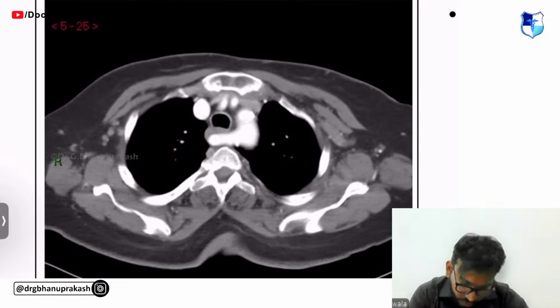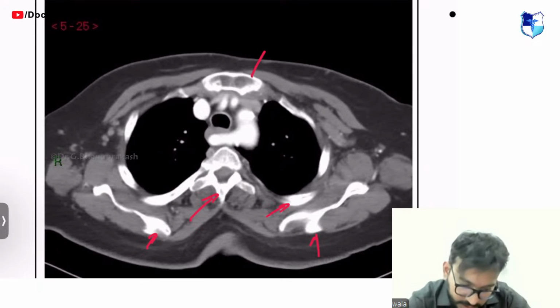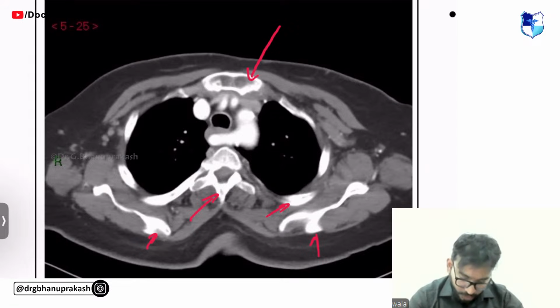Yes, look at the bones, guys. It's absolutely white. The bones are absolutely white. This is the scapula. These are the ribs. This is the vertebrae. This is the sternum. The bones are absolutely white. This is a CT scan.